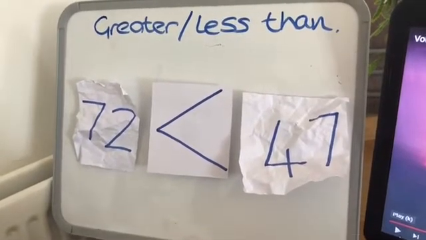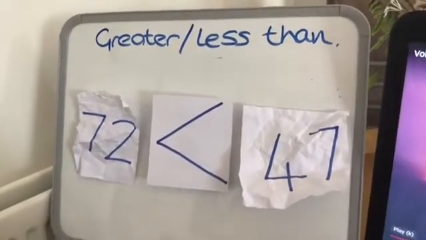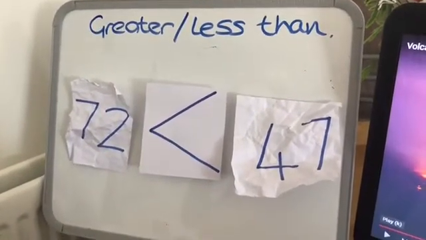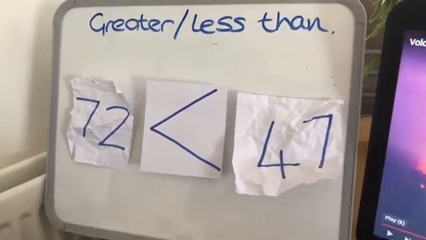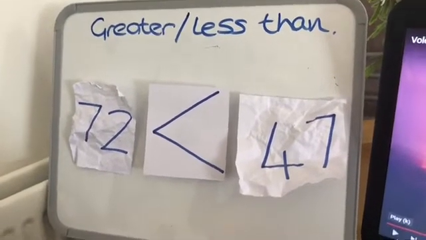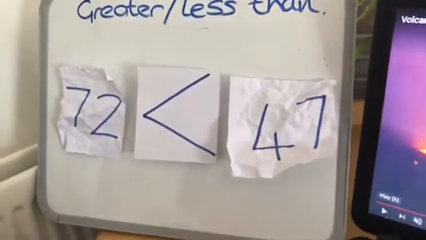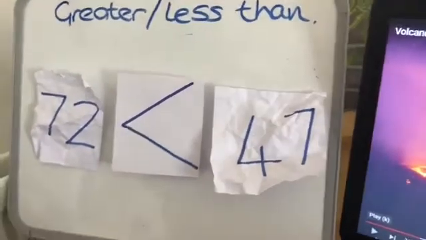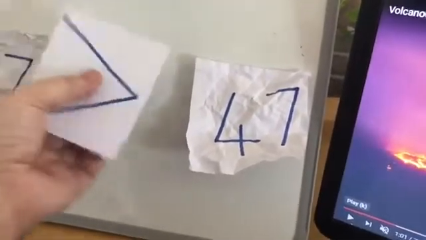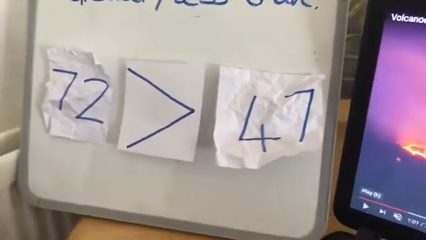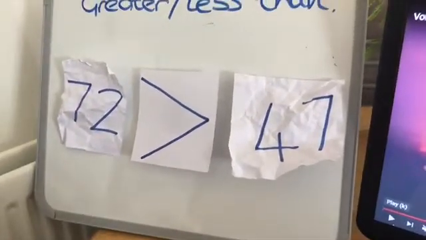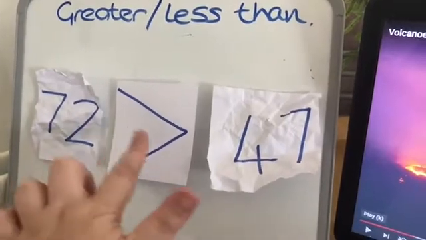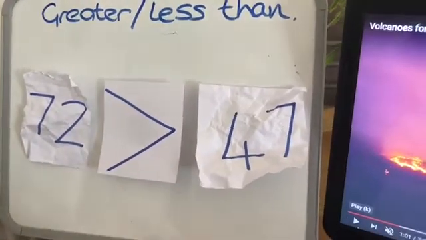The number sentence currently reads 72 is less than 47. Is that correct? No, you're absolutely right. It is not correct. So what I need to do is switch the numbers over. But instead of switching the numbers over, what I can do is just switch the number sign. So the sign now reads 72 is greater than 47.